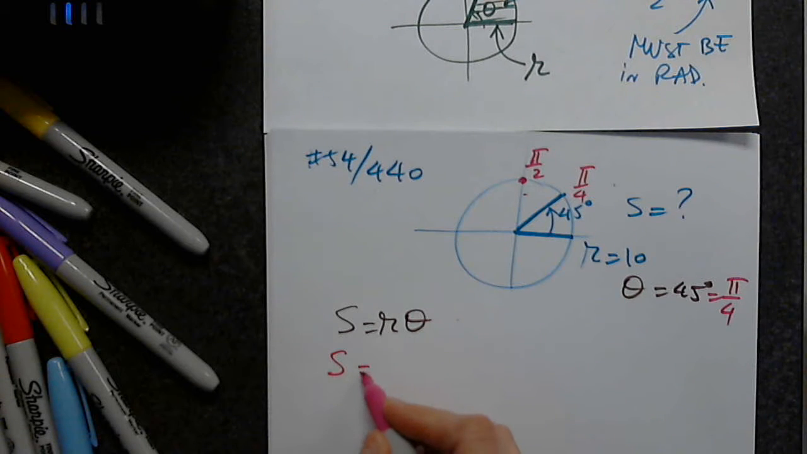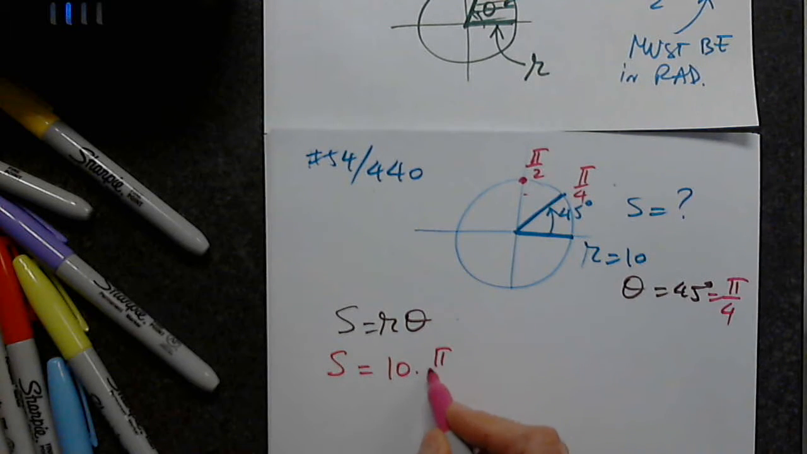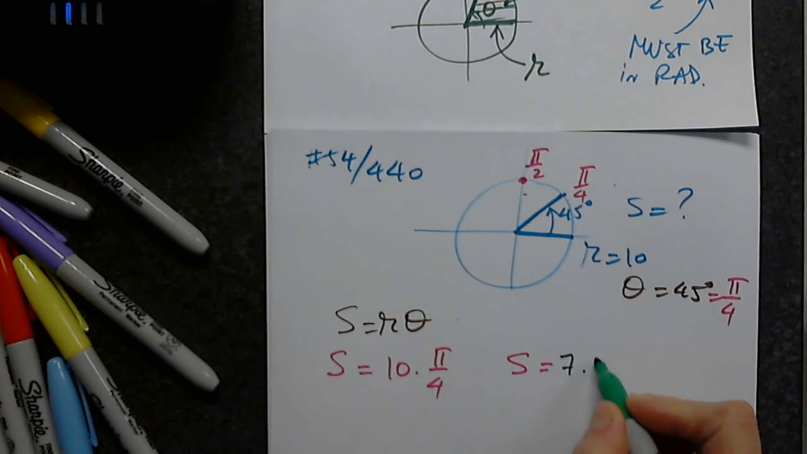So then s will be 10 multiplied by pi over 4. And whatever you give me, I'll put it in. Or should I do it? So 10 multiplied by pi and divide everything by 4. I got 7.85. Whatever the measurement unit is.